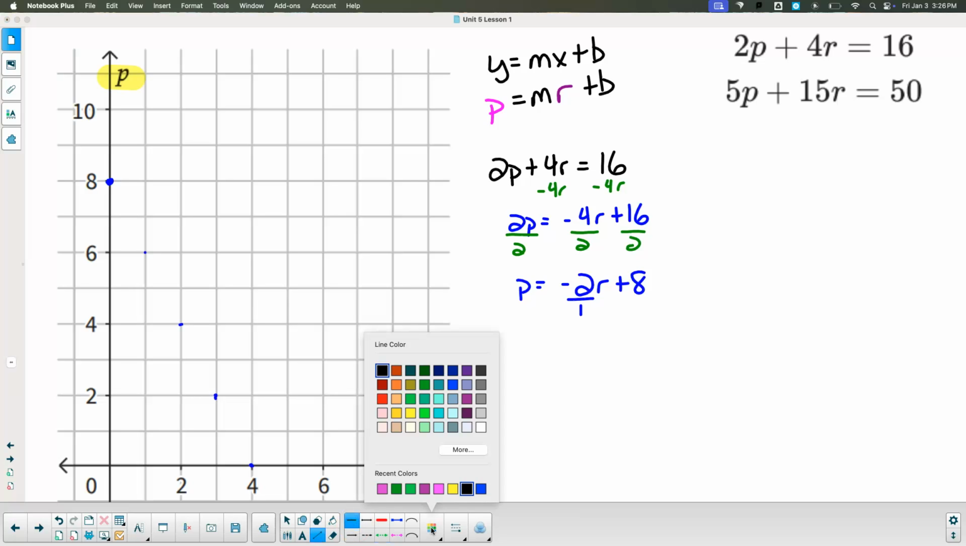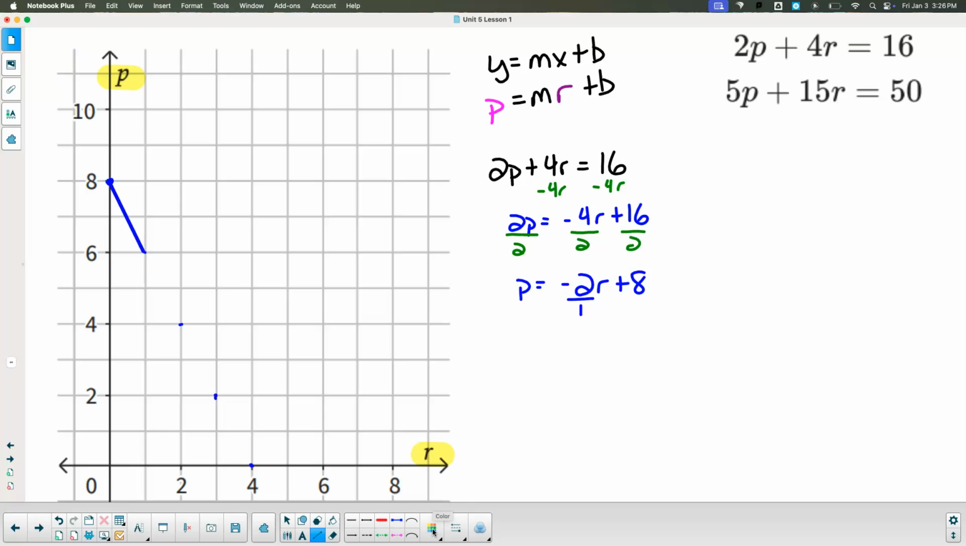That would be my part. And I don't need to go anywhere outside of that quadrant because I can't have negative rolls of tape and I can't have negative paint brushes. So I'm just looking right there.